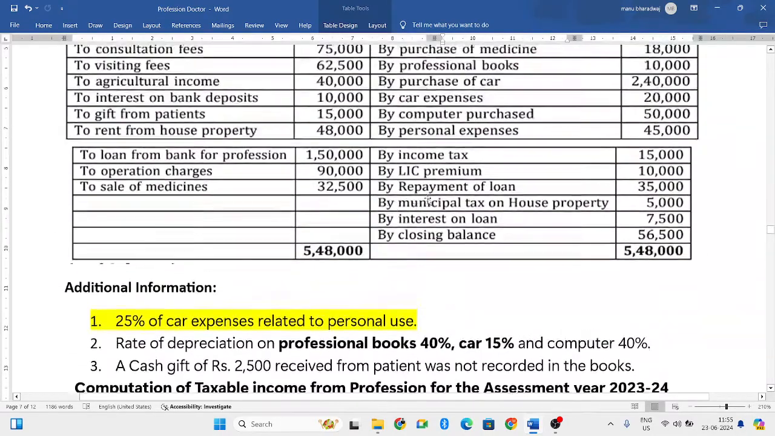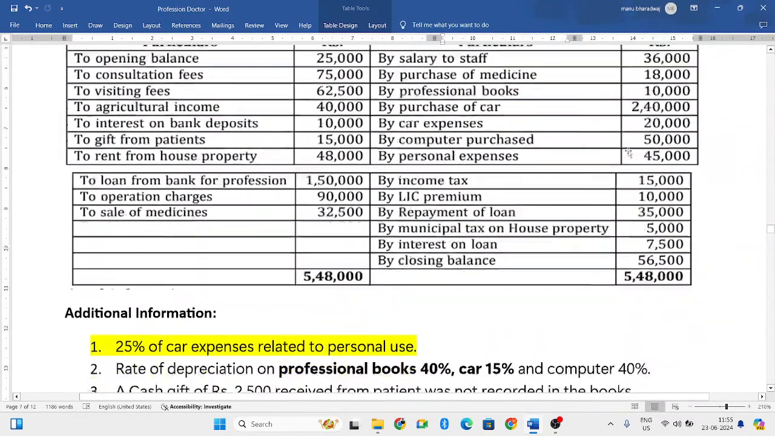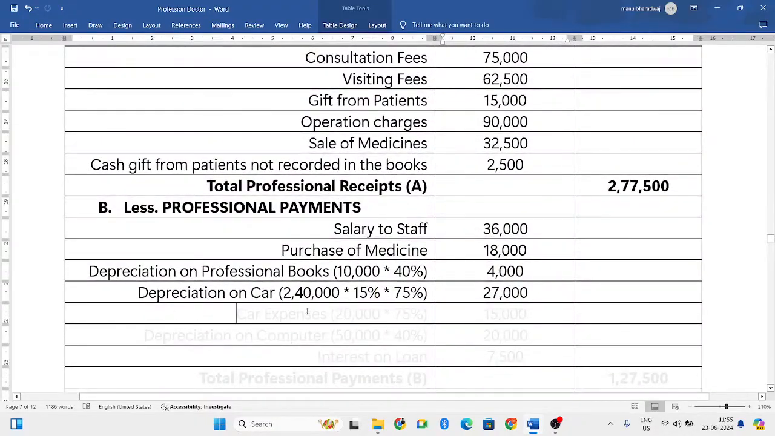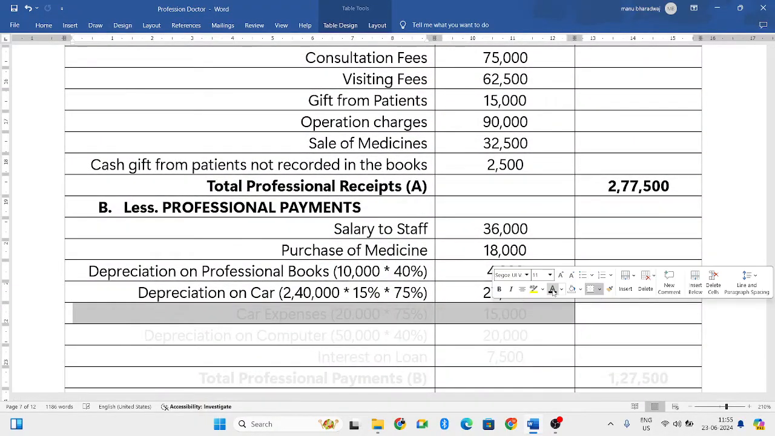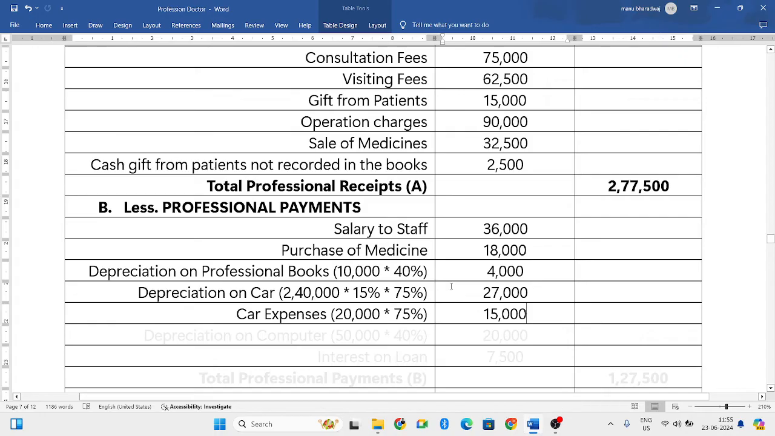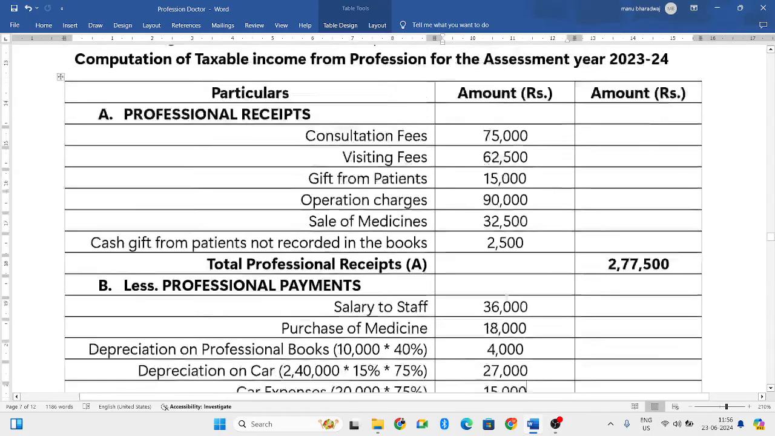Next, we have car expenses. Car expenses total is 20,000, but the complete 20,000 we cannot give as deduction, because the complete car is not only used for profession but also for personal use. So 75% of the car is used for professional use, so only 75% of the car expenses we will allow. So 20,000 is the total car expense. In that, 75% if you take, it will be 15,000.